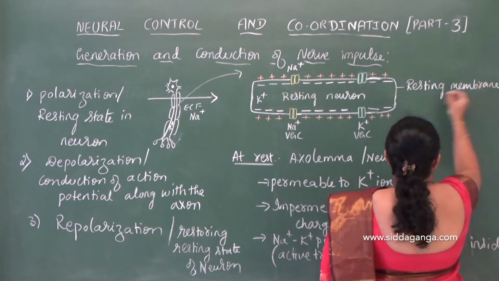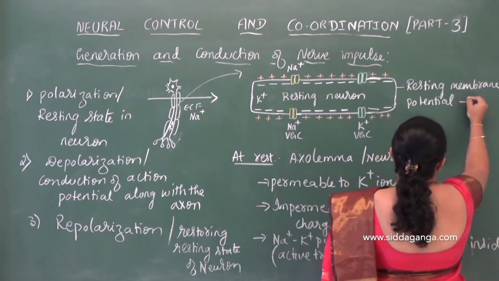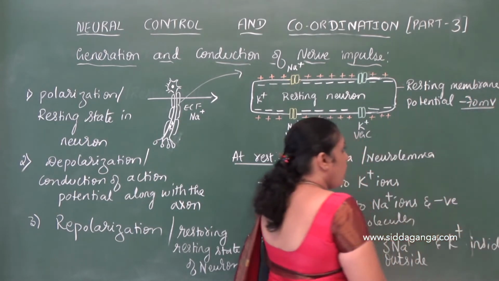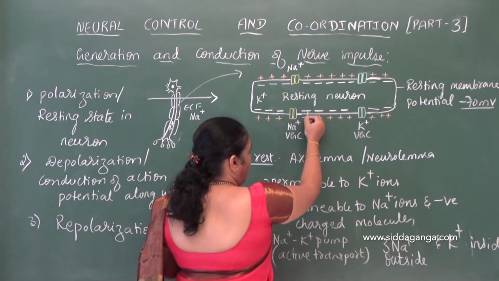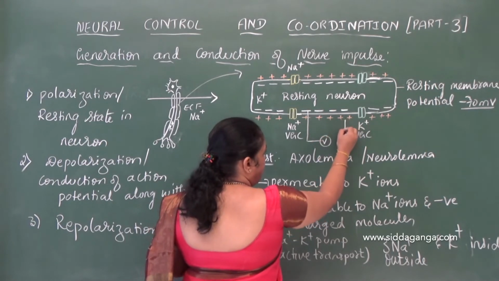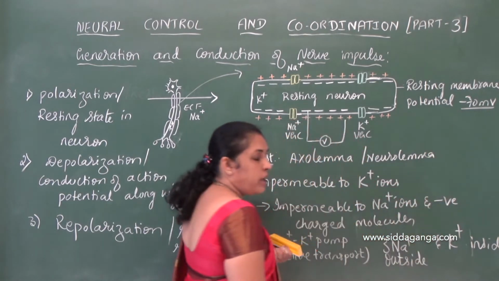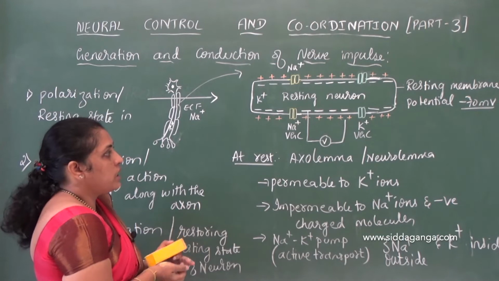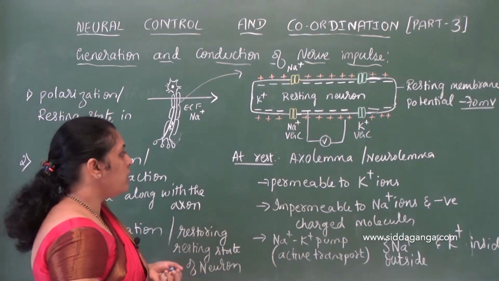Resting membrane potential, or resting potential, is nearly minus 70 millivolts. How do they calculate it? They connect one electrode to the negative charge, this is a voltmeter, and the other to the positive charge, and measure, and we get minus 70 millivolts. So this is the condition where we see the polarized state when neurons are at rest.